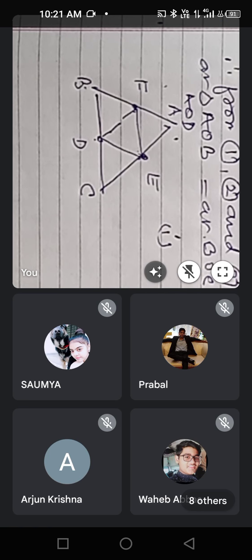Similarly, BDEF is a parallelogram, and area BDF is equal to area EDF. Reason: the diagonal of a parallelogram divides it into two triangles of equal areas.